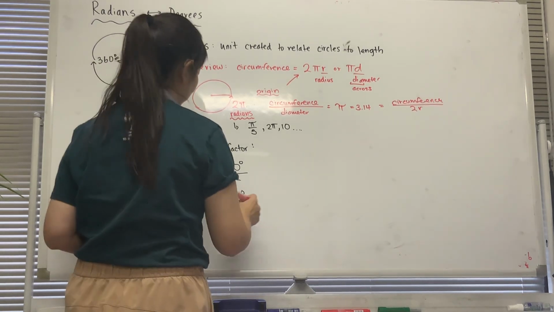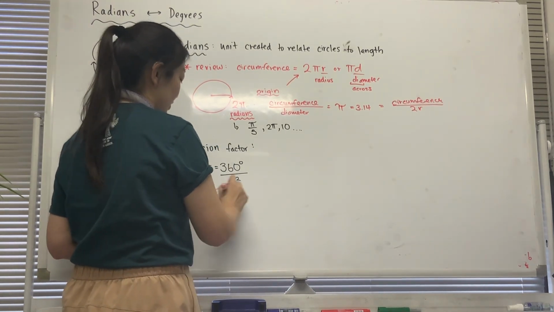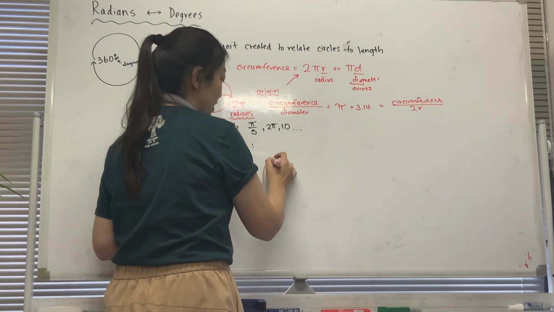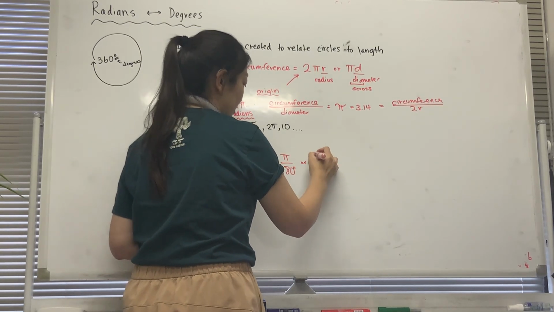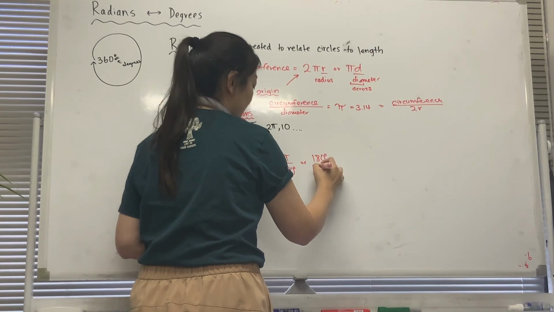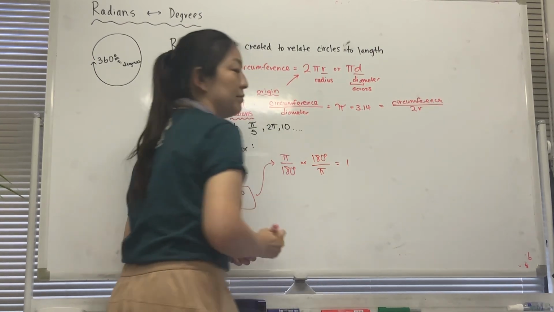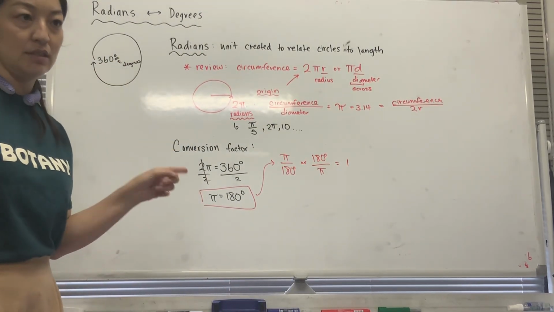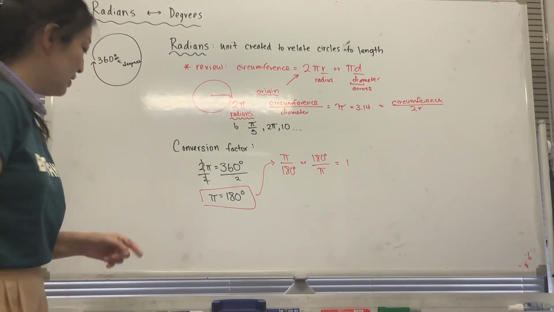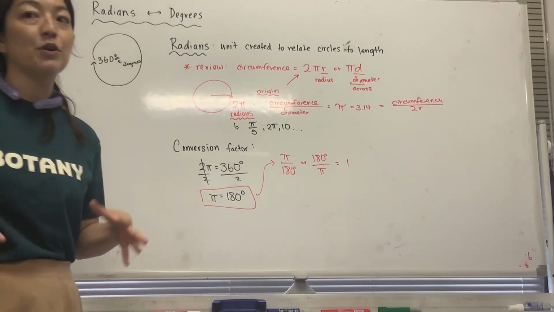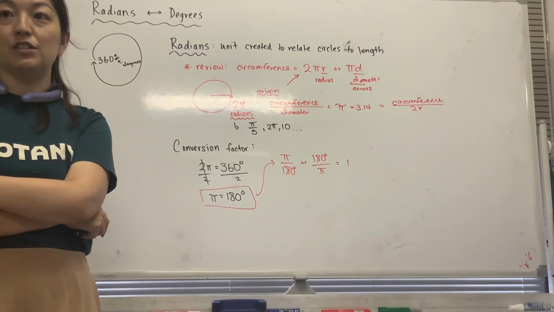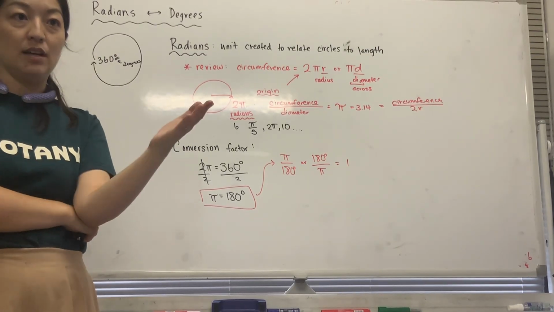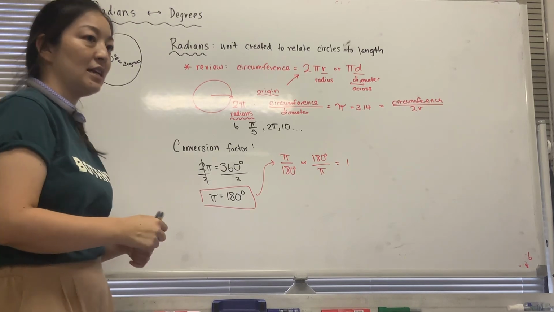Okay, thank you. So this is our conversion factor. We can rewrite this as pi over 180 or 180 over pi. Both of these equal 1. This is important. This is a conversion factor. If you have been with me this summer, we've been doing a lot of what I call dimensional analysis, which is changing from one unit to another.